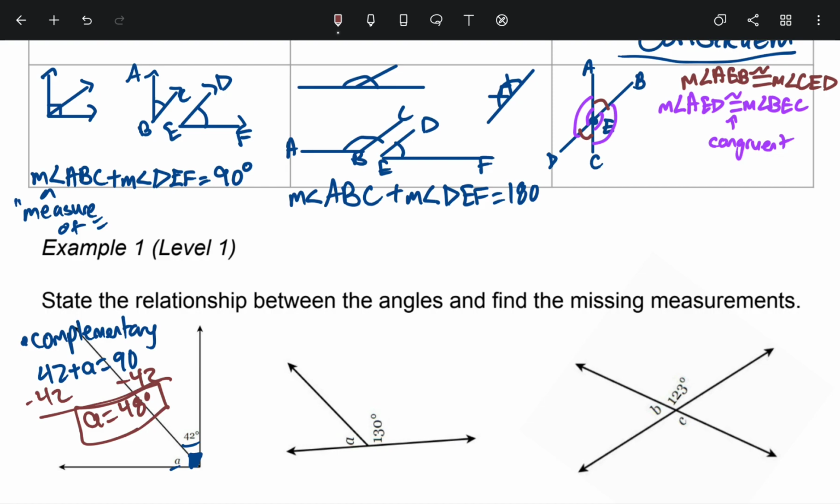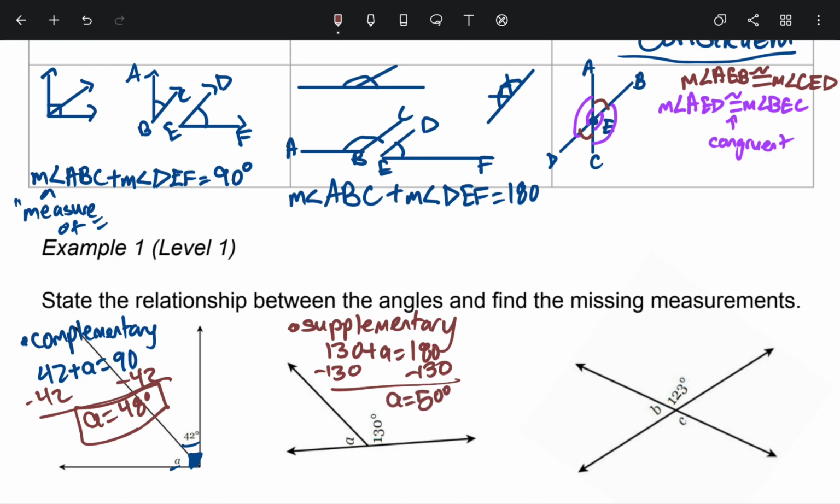Now this next one here, both of these angles form a straight line, therefore they are supplementary. So if we add them together, we should get 180 degrees. Subtract 130 from both sides. We get A equals 50 degrees.